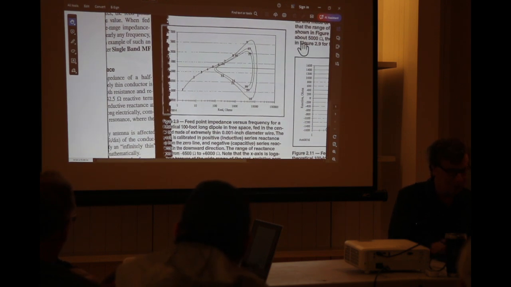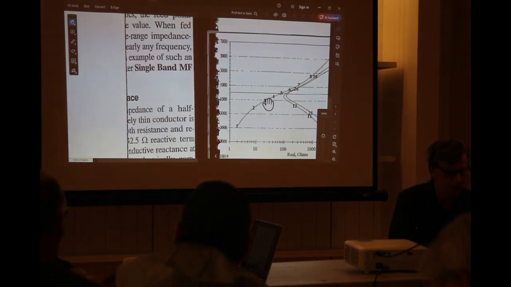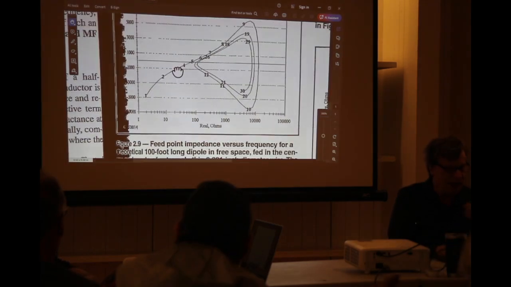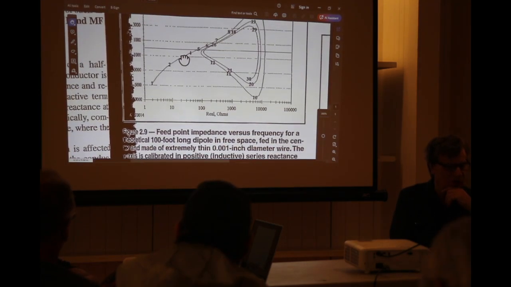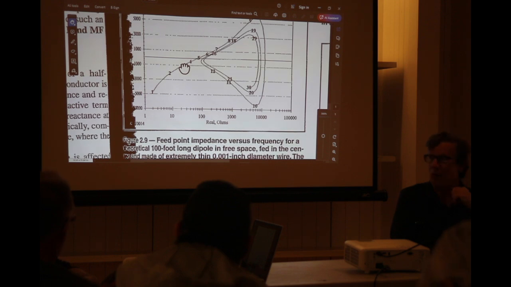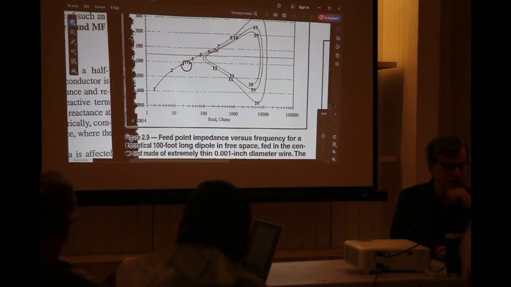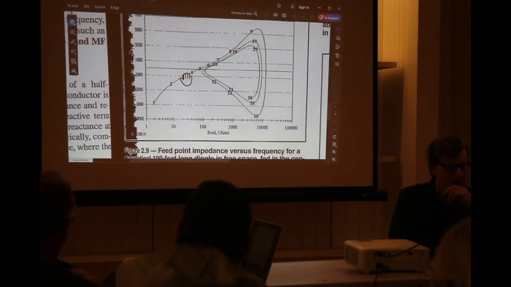But anyway, let's look at some interesting things here. Here's a sweep here. Can anybody see that? Okay. I might just expand it one more. This is a plot showing the feed point impedance versus frequency for a theoretical 100-foot long dipole in free space, fed at the center, of an extremely thin wire. So what we have here, if we follow this line as frequency, here are some nominal frequencies around here.